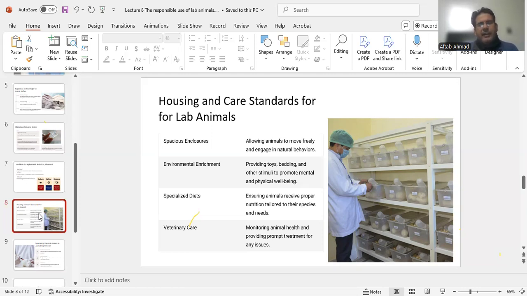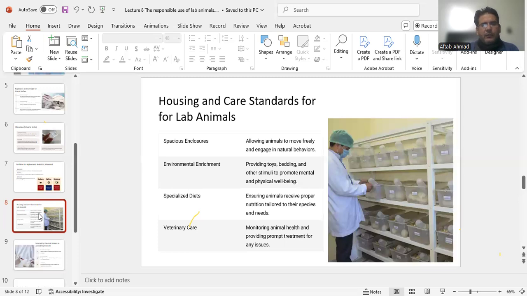Then we should also try for environmental enrichment. Just like we are providing a rich environment to our kids, similarly, we try to provide a rich environment to the animals. We have something which could be attractive for the animals, like some toys with which they can play. We have a proper bedding. We have other stimuli that can promote their mental and physical well-being, so they can move around. This is now very much followed all over the world.